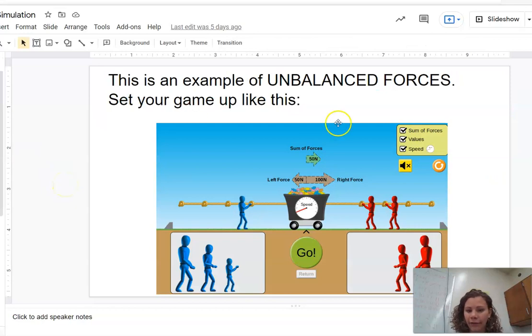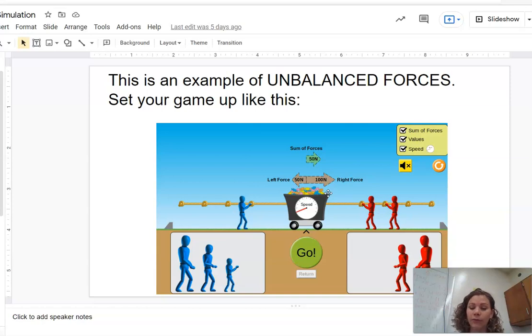On slide 5, this was supposed to show you an example of an unbalanced force, and of course we know that means that the net force is not equal to 0. So in this case, it was 50 newtons to the right, so there should have been movement. I want you to think about, though, what kind of motion would we see? How would we be able to describe that speed?